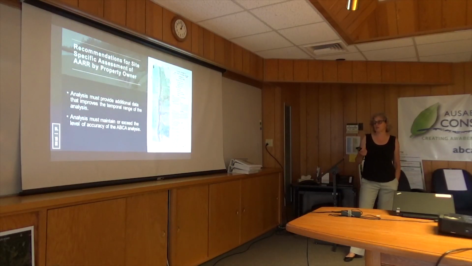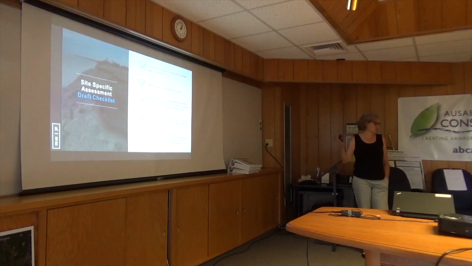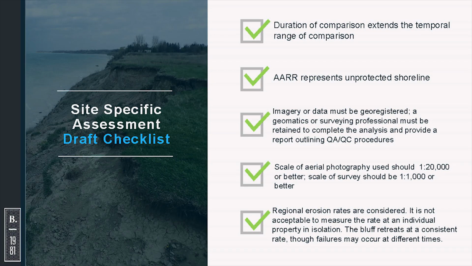The analysis must maintain or exceed the level of accuracy of the Conservation Authority's analysis. So you would need to get a geomatics or a survey professional to do that comparison. A normal property owner won't be able to do that on their own. So this is a little checklist that we're developing. The duration of the comparison has to extend the temporal range. The average annual recession rate has to represent an unprotected shoreline. When you're doing a comparison of historical air photos, based on the technical guide, you want the natural recession rate. So if you've protected the shoreline for the last 30 years, then you're not going to be getting the average annual recession rate. The imagery or data must be georegistered. A geomatics or surveying professional must be used, and there would have to be some sort of a report outlining the quality control procedures.